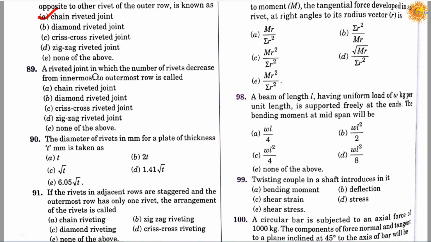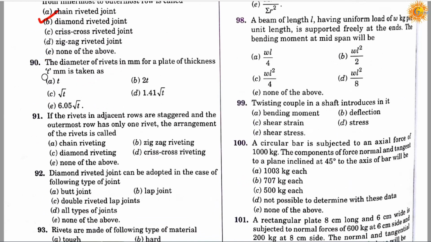A riveted joint in which the number of rivets decreases from innermost to outermost row is called: option A chain riveted joint, option B diamond riveted joint, option C crisscross riveted joint, option D zigzag riveted joint, option E none of the above. Correct answer is B. It's called diamond riveted joint.